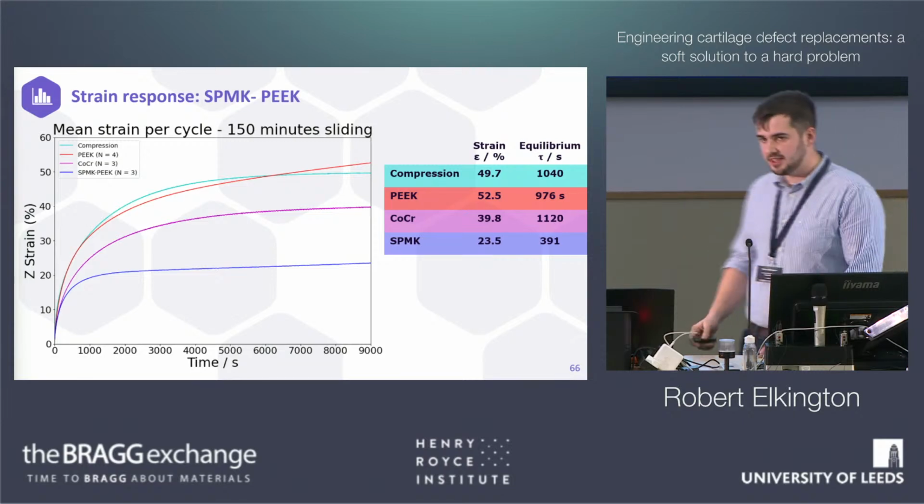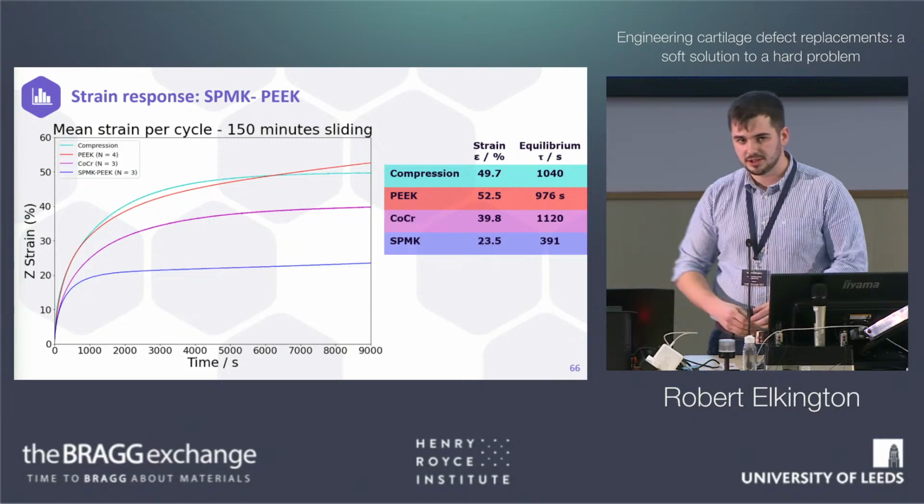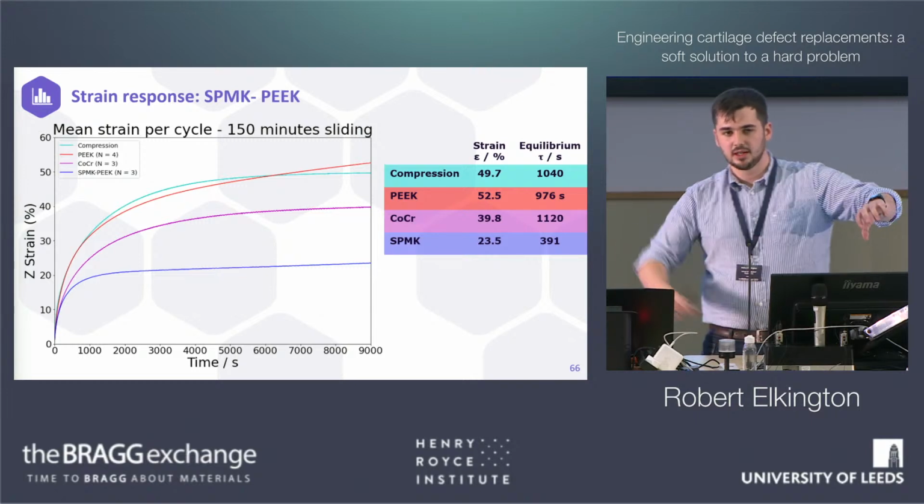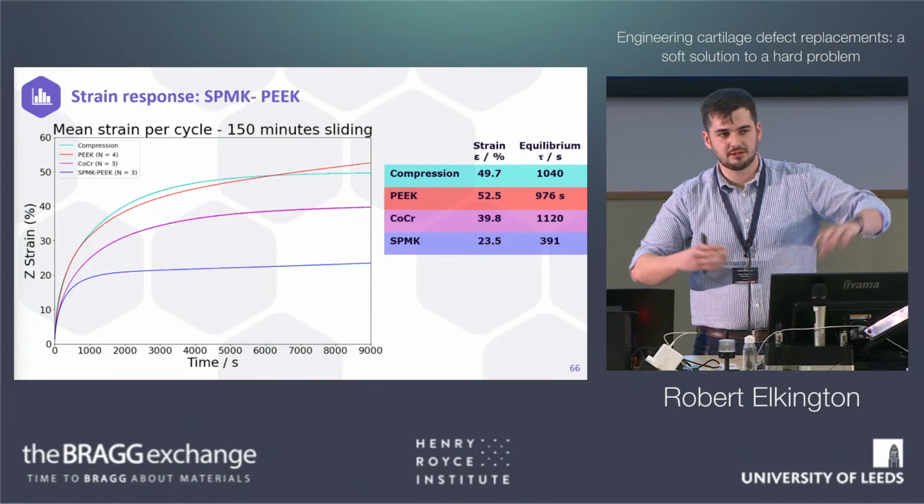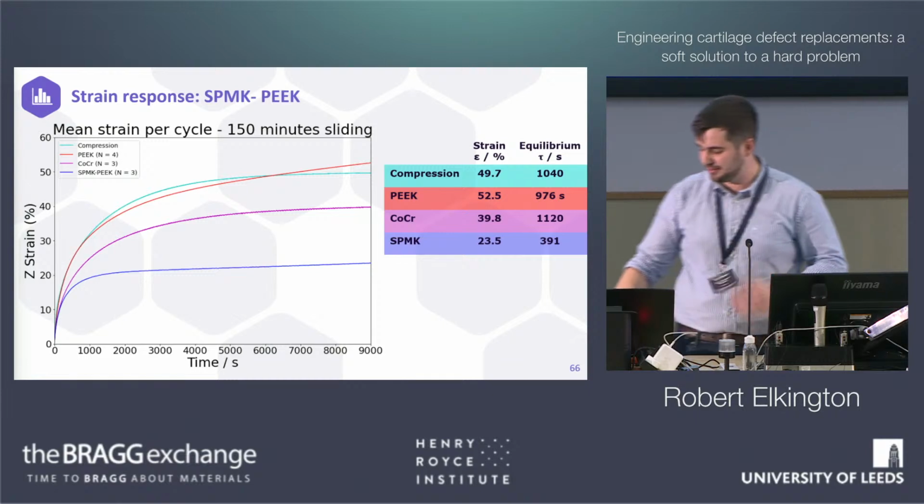Now, what that lower strain tells us is that we've reached some kind of equilibrium state where, through sliding, whilst we're loading it, fluid's coming out, but we're also able to get fluid back into that cartilage and reach a much lower equilibrium strain, thus shielding that quite delicate collagen matrix.